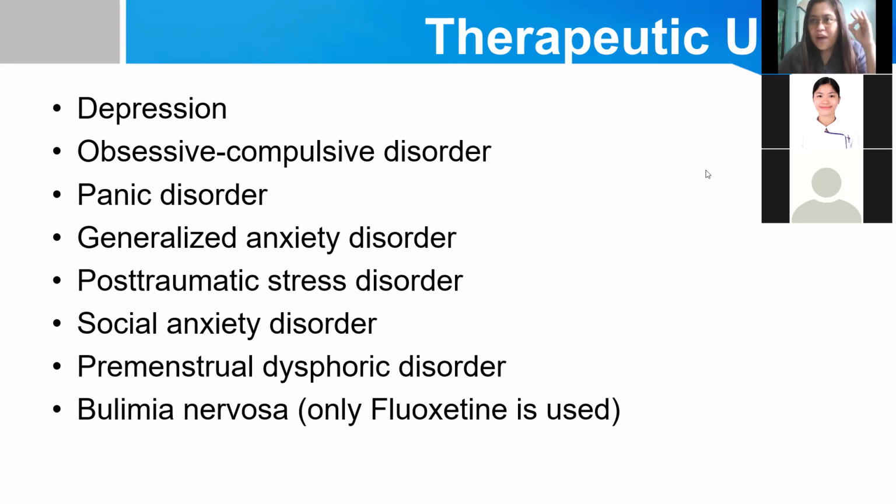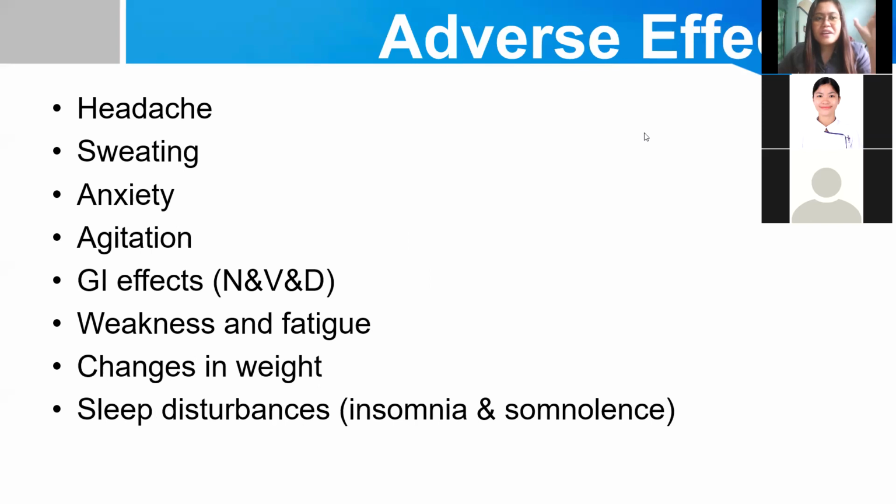Okay? And then we also have SSRIs that can be used for premenstrual dysphoric disorder. Later, I have a separate slide for this. I will discuss this one and also the bulimia nervosa wherein we use fluoxetine for this. Okay? So what are the adverse effects of our SSRIs? Again, remember na some of the adverse effects of the SSRI are due to their activity to either the muscarinic, alpha adrenergic, and the histamine receptors. So we have here headache, sweating, and then some would experience anxiety due to the increase of usahay serotonin, usahay norepinephrine, and then we have agitation.